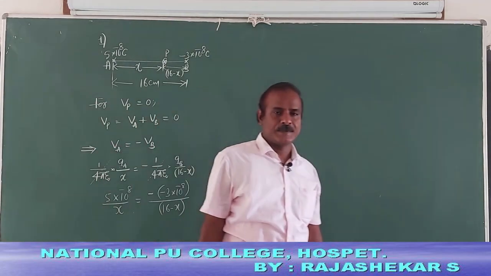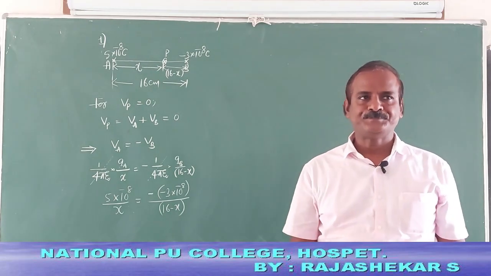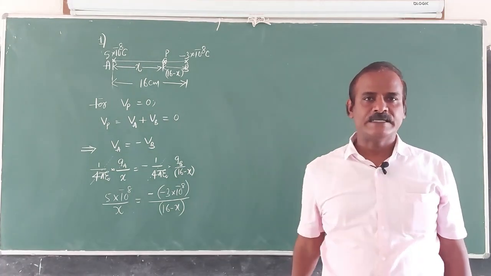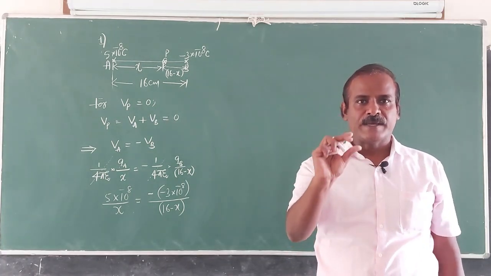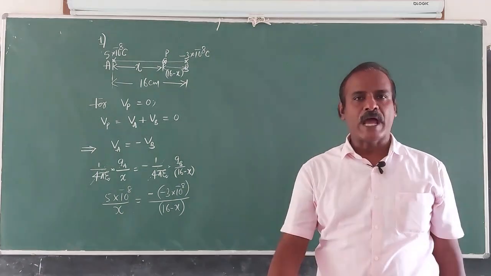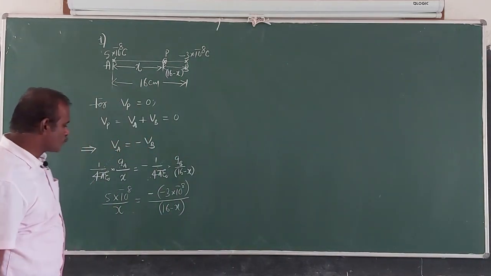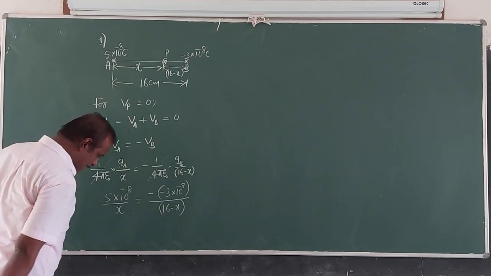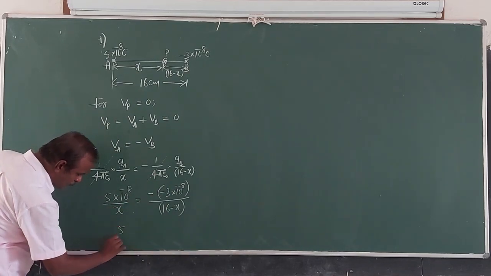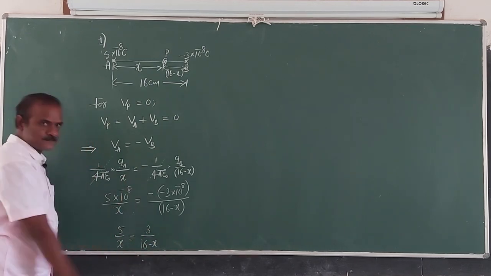Remember, students, while writing potential due to a charge, sign is important. Unlike electric field intensity and electrostatic force, where we consider magnitude only, when you consider potential, we have to refer to the sign also. Now 10^-8 and 10^-8 cancel, and minus into minus gives plus. You are left with 5 by x is equal to 3 divided by 16 minus x.